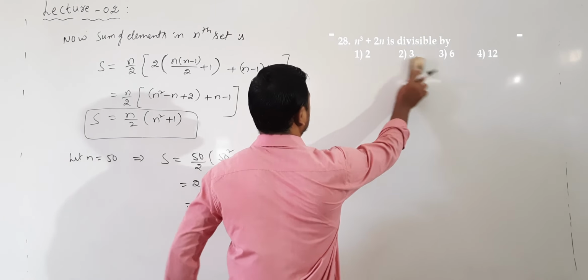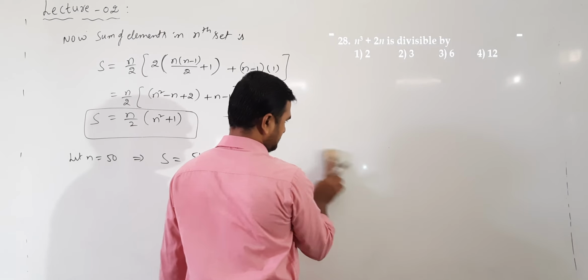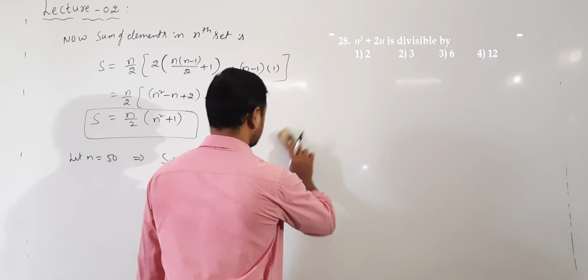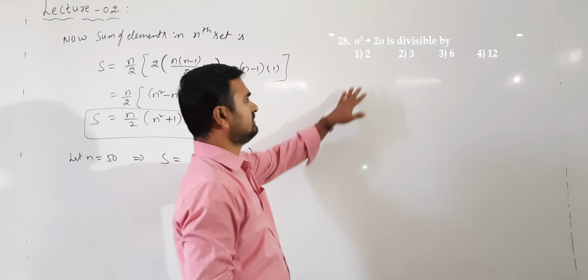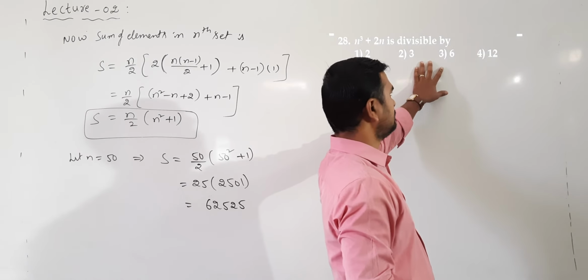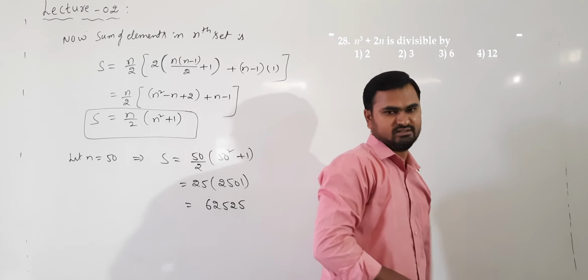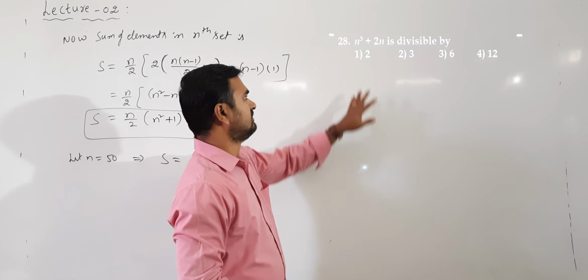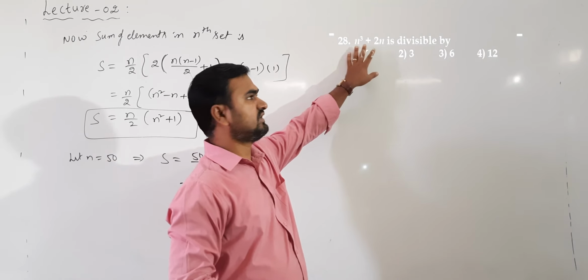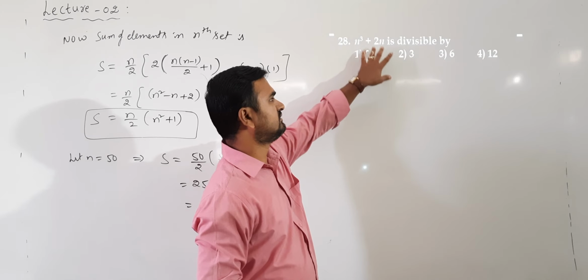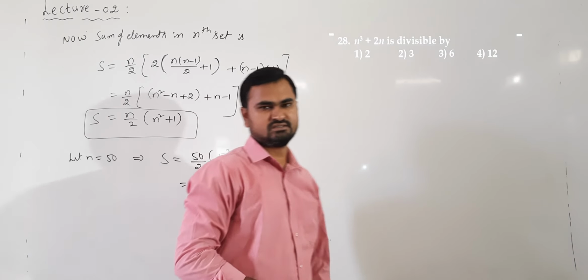n cube plus 2n is divisible by. So an expression is given, n cube plus 2n. It is divisible by which numbers? Is it 2, 3, 6 or 12? Okay. So again, for solving this, we will use verification. Let us take some value for n and see that that number is divisible by which of these numbers.